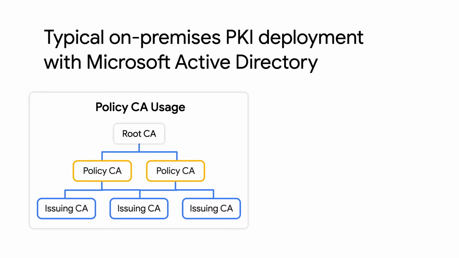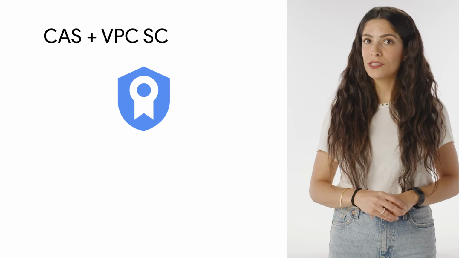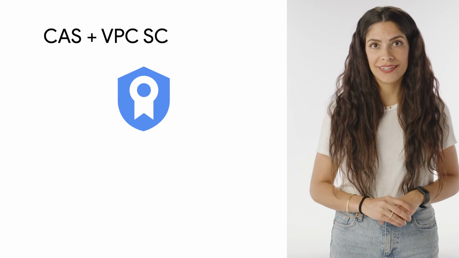But what do you do when you're migrating a part or the whole of your organization to the cloud, and you need to maintain zero-trust principles for secure communication with your CAs? That's where Certificate Authority Service, CAS, comes in.